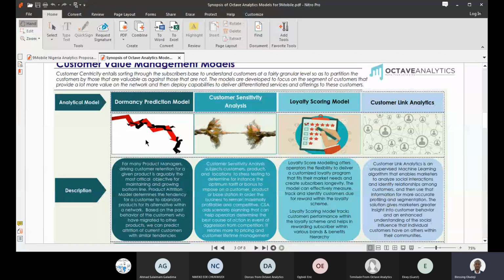There is this other one that is called customer link analytics. So imagine a network, a telecom network that has a number of customers.